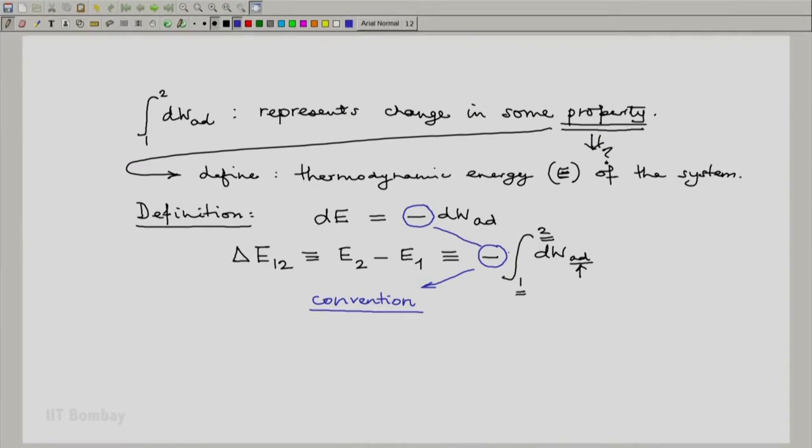Here we put a negative sign so that whenever a system does work, that means when the right hand side integral is positive, the left hand side, the change in energy, would be negative. And this is just to be consistent with our personal feeling that when we do work, we feel exhausted, our energy levels go down. But remember that it is a matter of convention. There is no thermodynamic principle involved with it.